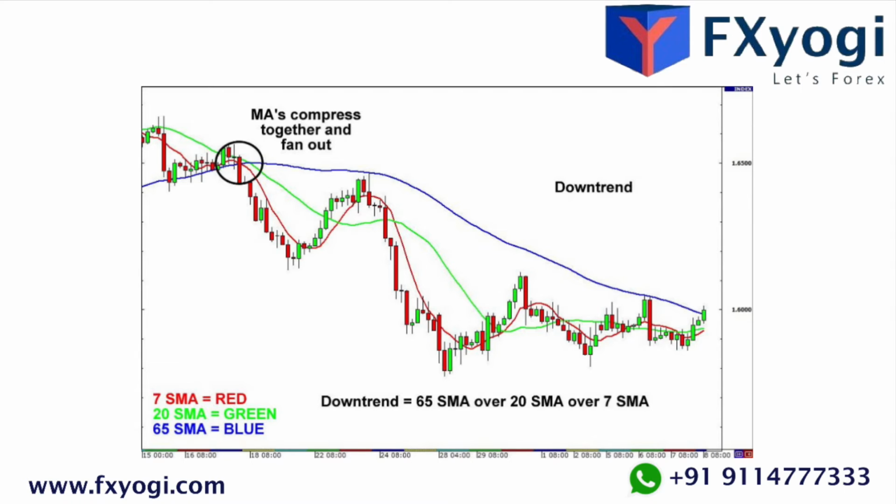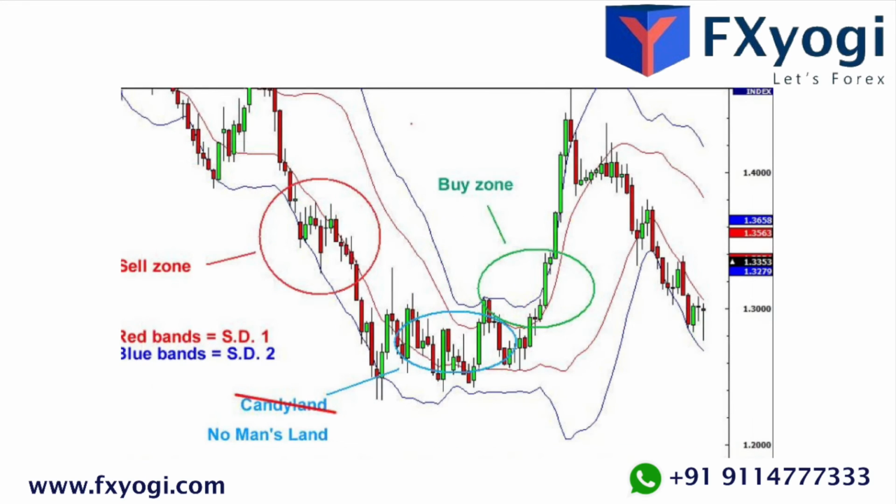The sell zone is the area between the two bottom bands of the standard deviation 1 and standard deviation 2 bands. Bear in mind that price has to close within the bands in order to be considered in the sell zone. The buy zone is the area between the two top bands of the 1 SD and 2 SD bands. Like the sell zone, price has to close within the two bands in order to be considered in the buy zone.